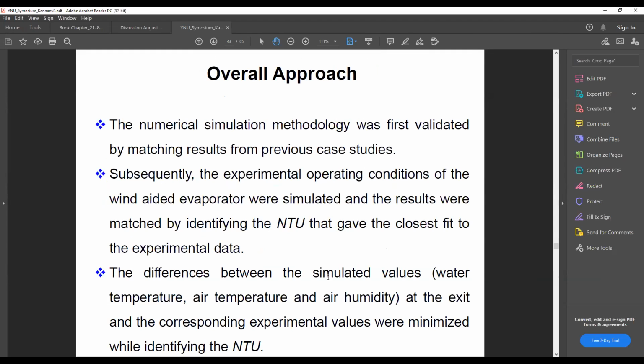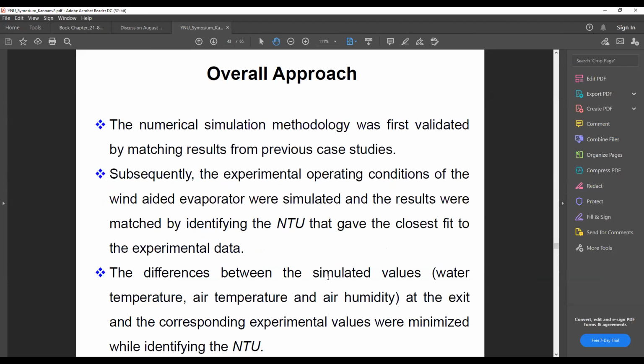So what we did was we used the number of transfer units as the adjustable parameter, and we took the field data, and we found by adjusting the number of transfer units what gave the closest match with the field data. Fortunately, in this case, there is only one adjustable parameter to the model, and by adjusting that, we could get the performance of the evaporator.